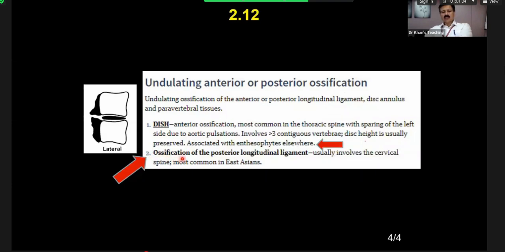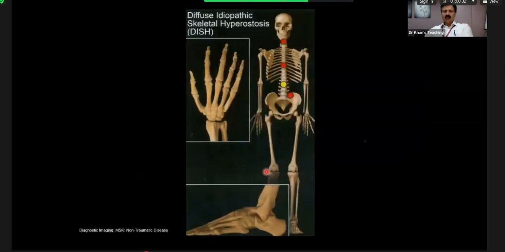There is another ossification, which is ossification of the posterior longitudinal ligament. This has come in the exam, so I warn you. And this is a classical example of the eye sees what the mind knows. What is written here is that it usually involves the cervical spine and is most common in East Asians. Most studies came out from Japan initially, but later on people realized that it is more prevalent, not just in Japan.